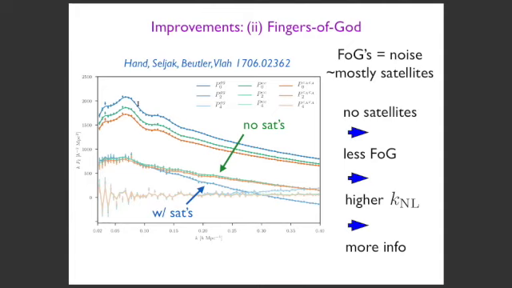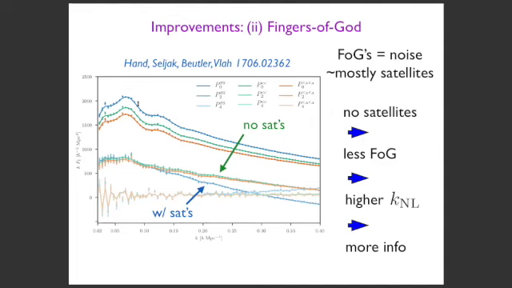Fingers of God really just remove information. So here in this plot, those are the monopole power spectra for different galaxy samples, and this is the quadrupole. You see that this blue curve is the quadrupole as we get it from the data, and the orange one is the quadrupole without fingers of God, which you can do if you remove the satellites, because the fingers of God are mostly produced by satellites. The centrals do not move that much with respect to dark matter halos.